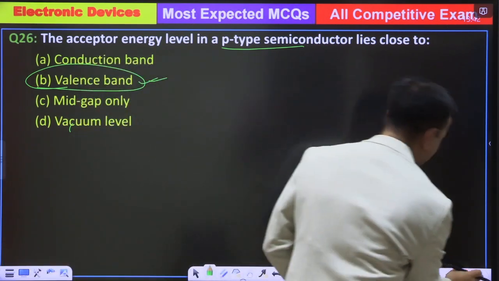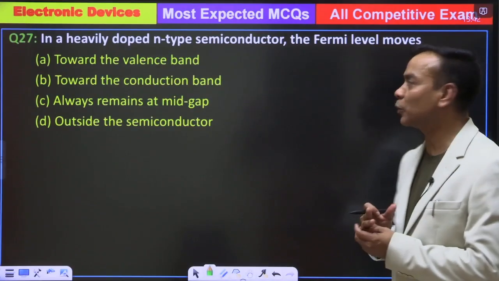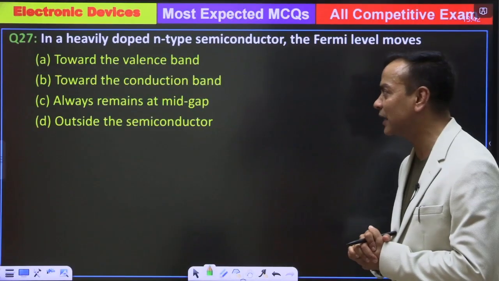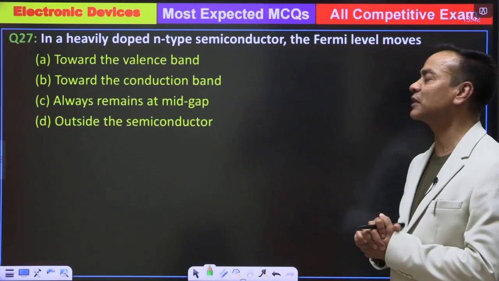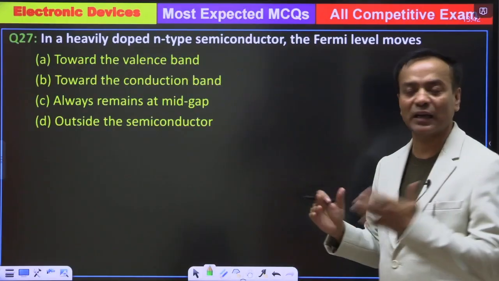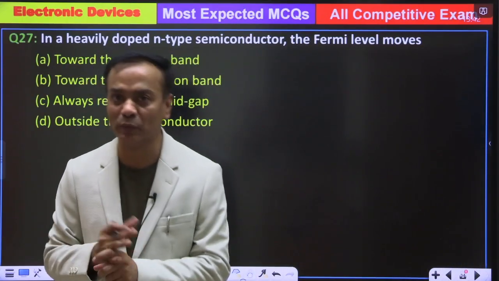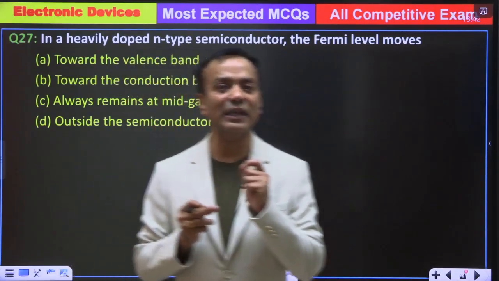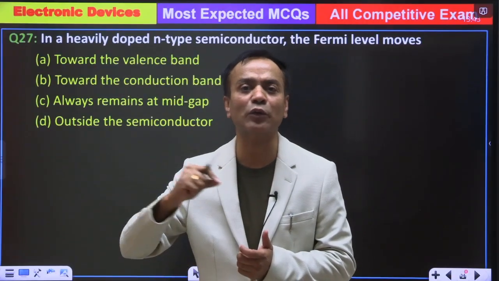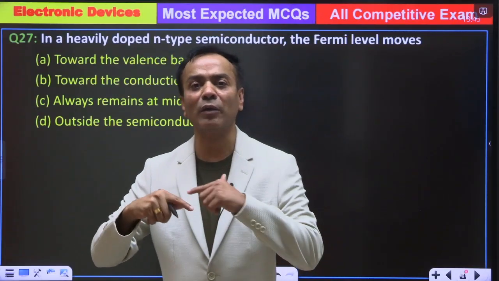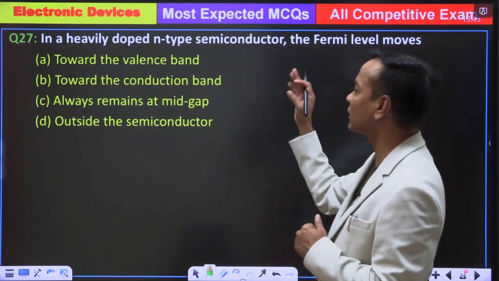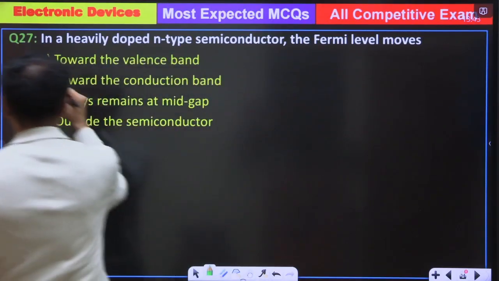Now we will see the next. In a heavily doped n-type semiconductor, the Fermi level moves towards the valence band, towards the conduction band, always remains at mid gap, or outside the semiconductor. So here, whenever we are talking about a very heavily doped semiconductor, then for the n-type semiconductor, its associated Fermi energy level moves very close to the conduction band. Even for very high doping, it may go inside the conduction band also. So for this question, the right answer will be option B.